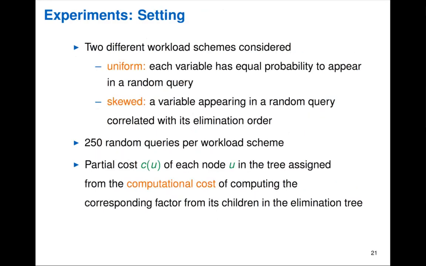We tested two different workload schemes, one uniform in which each variable has equal probability to appear in a random query, and the other a skewed workload, in which a variable appearing in a random query is correlated with its elimination order. For each workload scheme, we generated 250 queries.